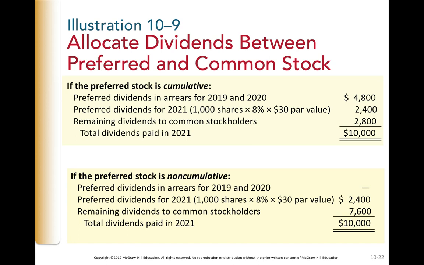Now below, if we look at preferred stock, if it's non-cumulative, if the company didn't pay out dividends in 2019 and 2020, they don't get any dividends in arrears. So the preferred dividends for 2021 will still be $2,400, and the remaining dividends to common stockholders will be $7,600 for total dividends paid in 2021 of $10,000.